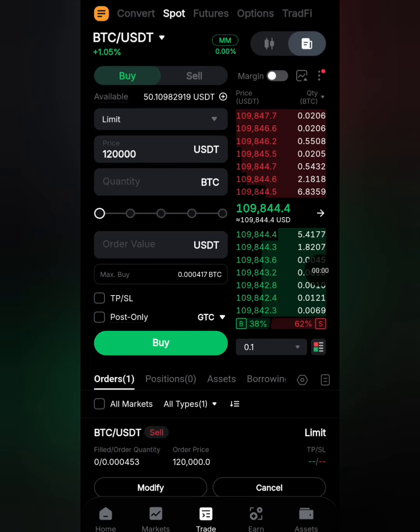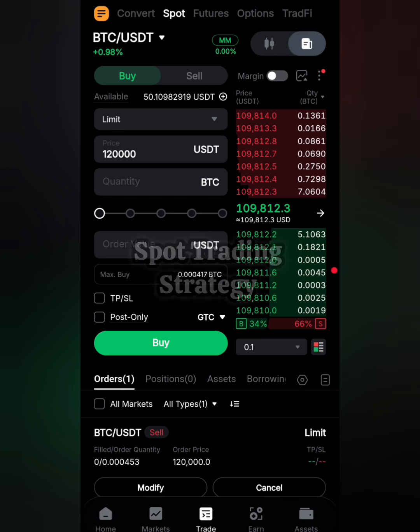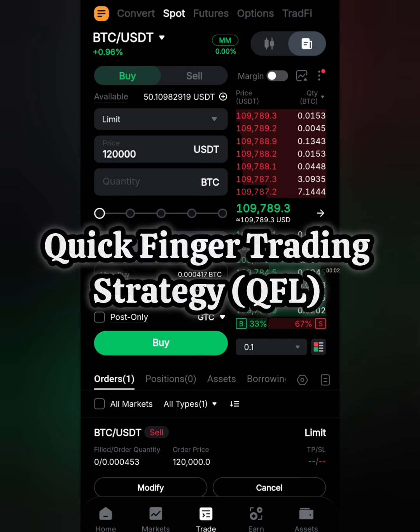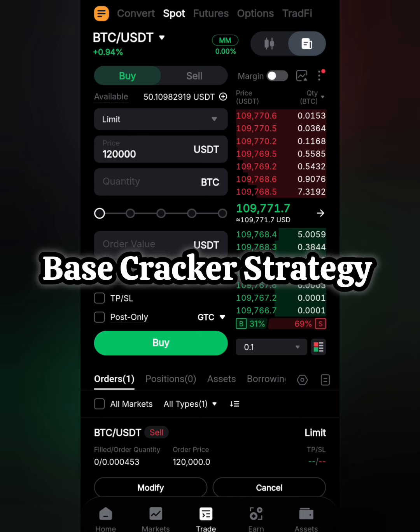Now guys, let's look at a very good strategy you can use to know when to buy a token at a low price so that you can sell and make a good amount of profit, okay? Now this is a very simple strategy that I'll be explaining and it is called the quick finger trading strategy, also known as the base cracker strategy, okay?